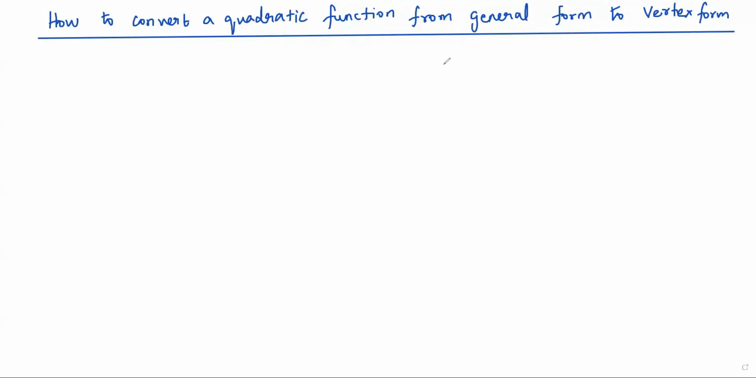Hi, in this video, we are going to see how to convert a quadratic function from general form to vertex form, or it can also be called standard form. First, let us see what the general form of a quadratic function is, and the vertex or standard form of a quadratic function. So y = ax² + bx + c. This is the general form of a quadratic function.